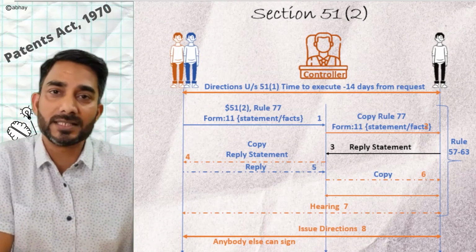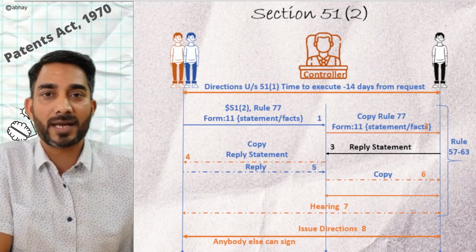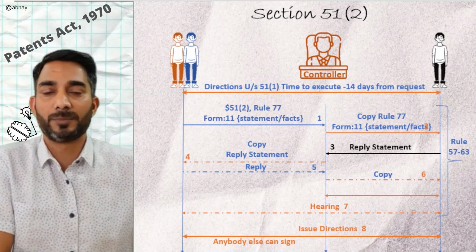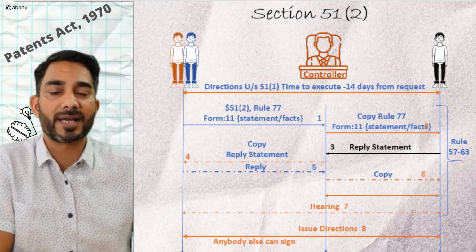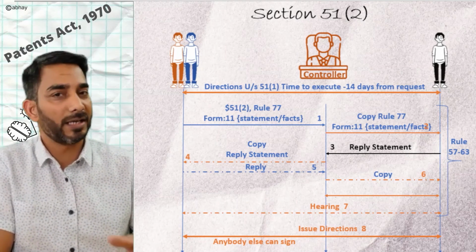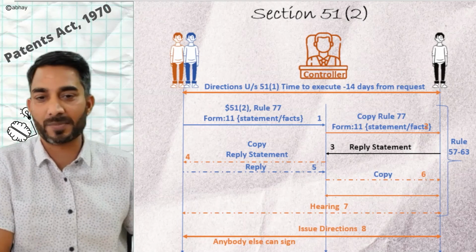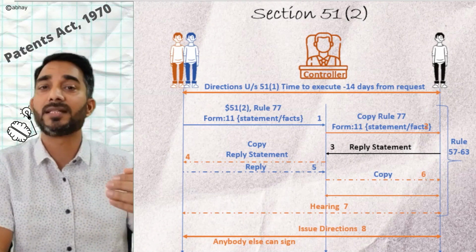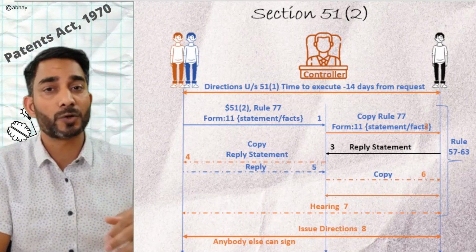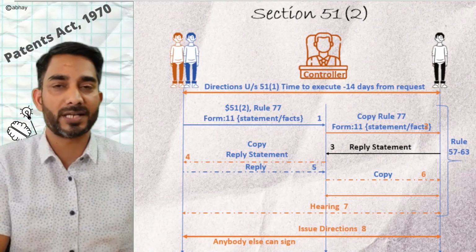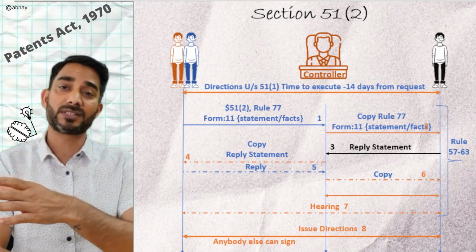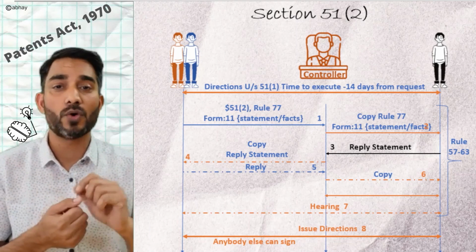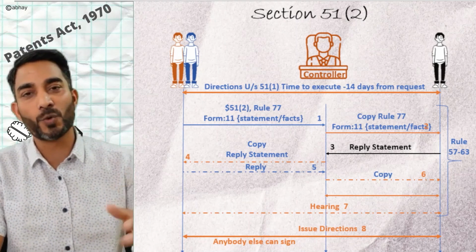In such cases, the first party can reinitiate the process with the controller. Same process, where Form 11 is filed again with the statements and the facts. The controller sends it to the second party, who responds, the first party again replies, and the hearing happens. Post hearing, the controller again issues a direction. In this case, the controller may issue a direction asking one of the first parties to sign on behalf of the second party and go ahead with the direction.